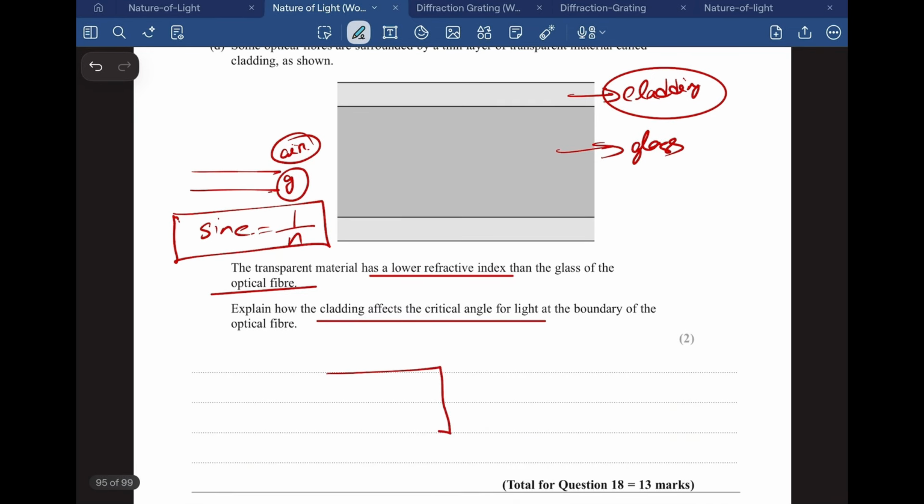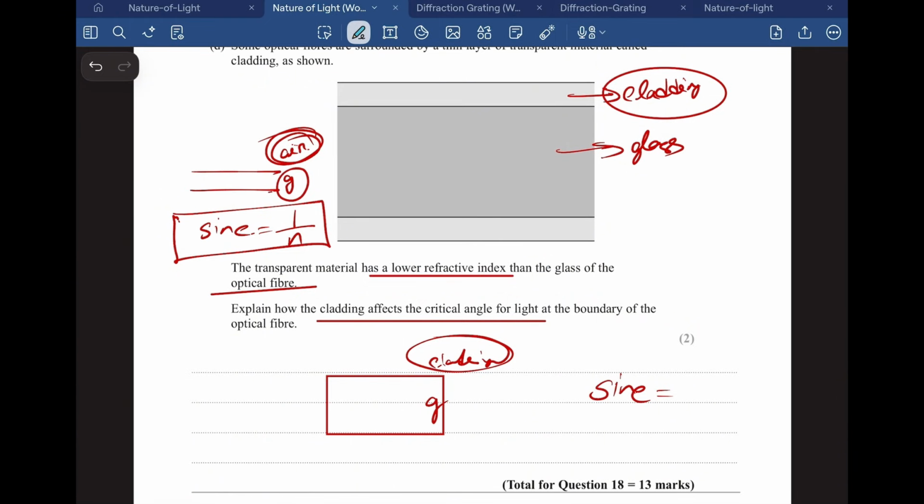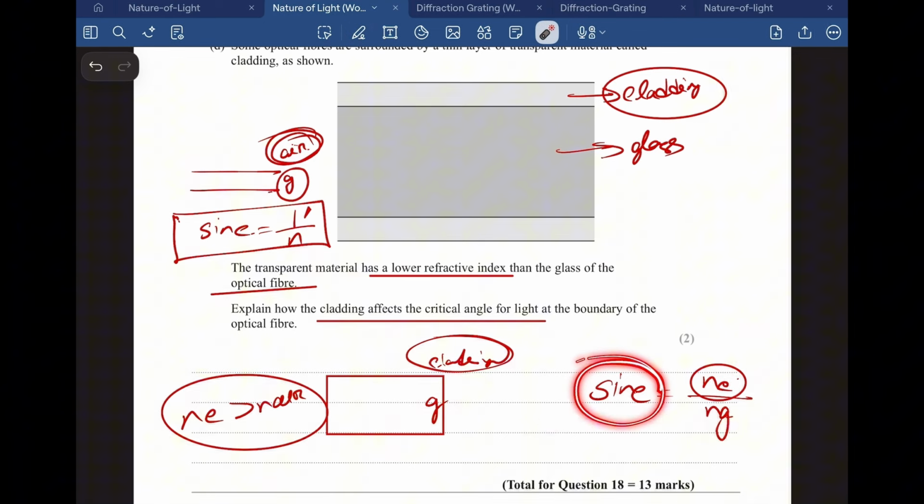We have glass and the cladding. This cladding has a refractive index greater than the air. Now we can write the same formula: sin c is equal to nc divided by the refractive index of the glass. This nc is greater than the refractive index of air. As nc is greater than n air, we know the refractive index is directly proportional to the critical angle. So now the critical angle is going to increase.